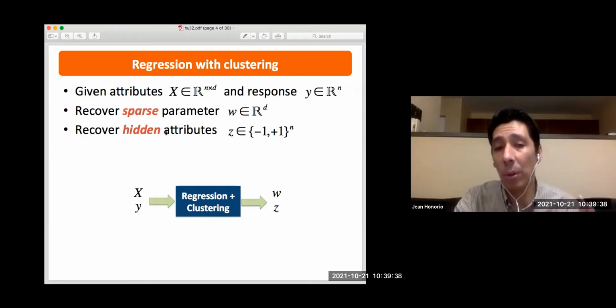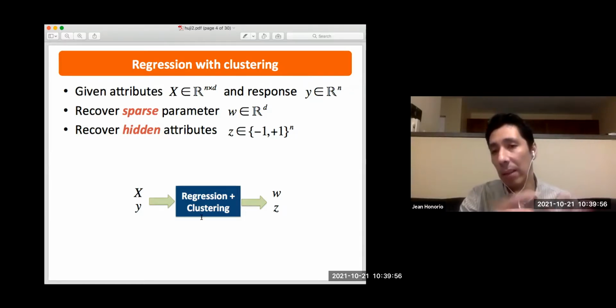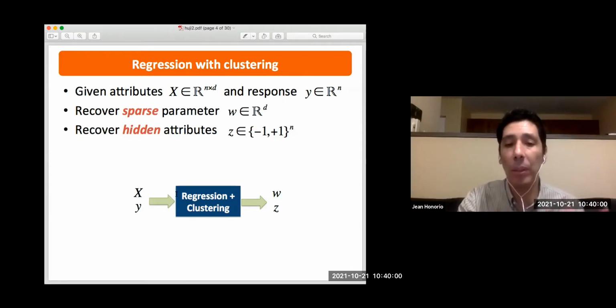And then we will also try to recover the hidden attributes, meaning that for each of the samples, we will try to figure out whether that sample is in the +1 group or in the -1 group. And so our goal is to recover those two things, the regression vector and the cluster for each of the samples. So, as just a pictorial representation, we have as an input X and Y. We run this through our regression clustering algorithm, and we try to recover the vector W and the vector Z.